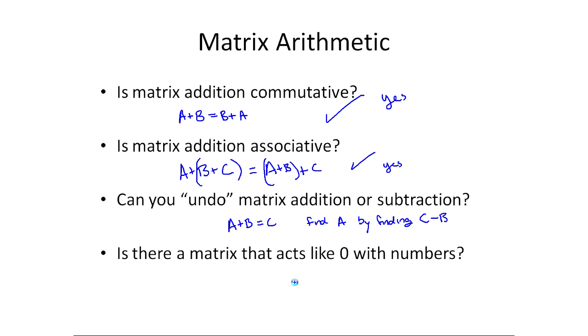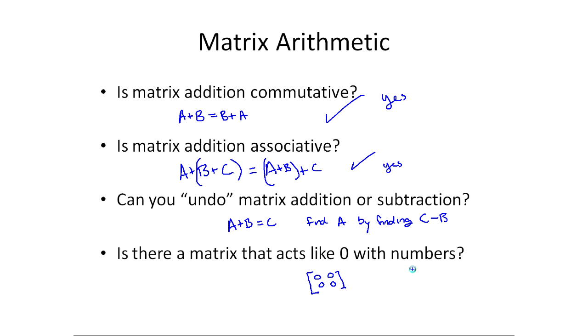And finally, is there a matrix that acts like 0? So you have 0 plus 1 equals 1. 0 plus any number equals the original number. And yeah, we can actually talk about the 0 matrix. So if I'm dealing with 2 by 2 matrices, this matrix right here would act just like 0 with numbers.